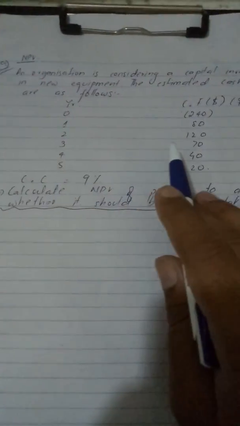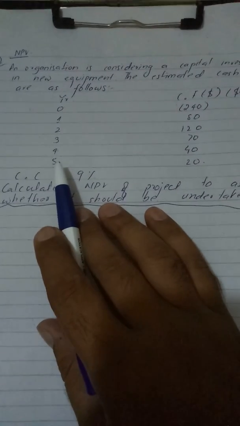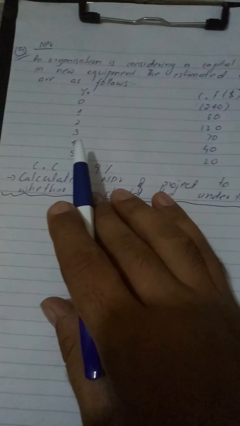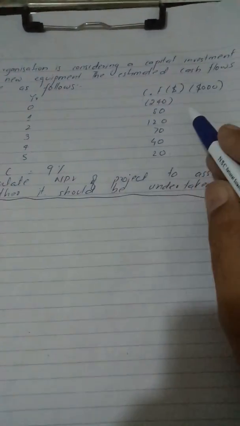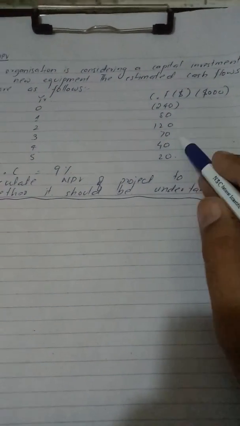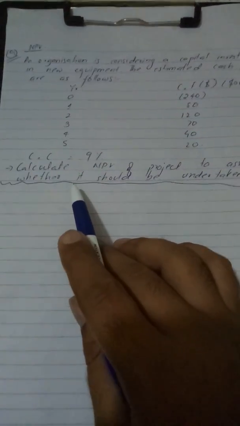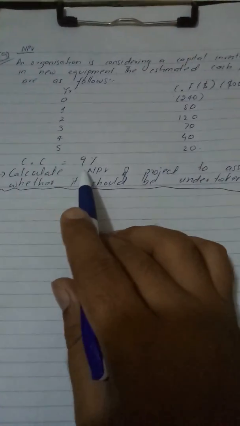So first of all, with this net present value, an organization is considering a capital investment in new equipment. The estimated cash flows from year 0 to 5, that is 6 years cash flow in dollars, and this is the cost of capital 9%. Calculate NPV of project to assess whether it should be taken or not.